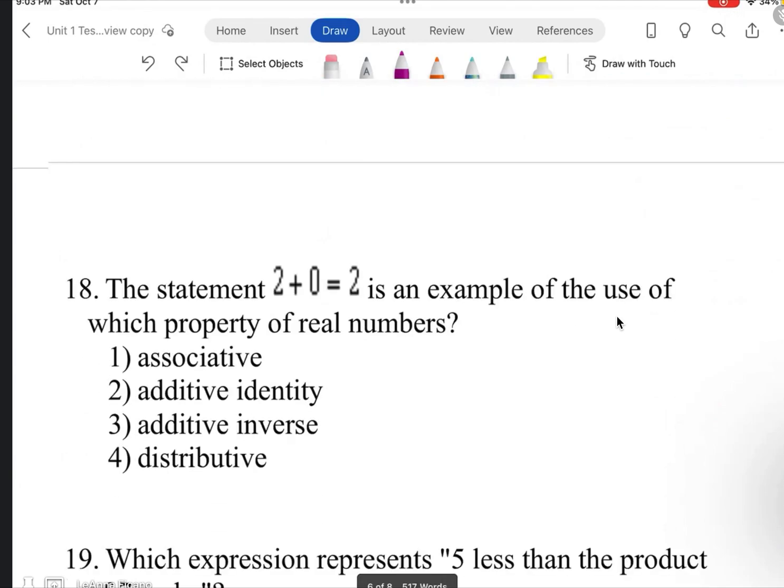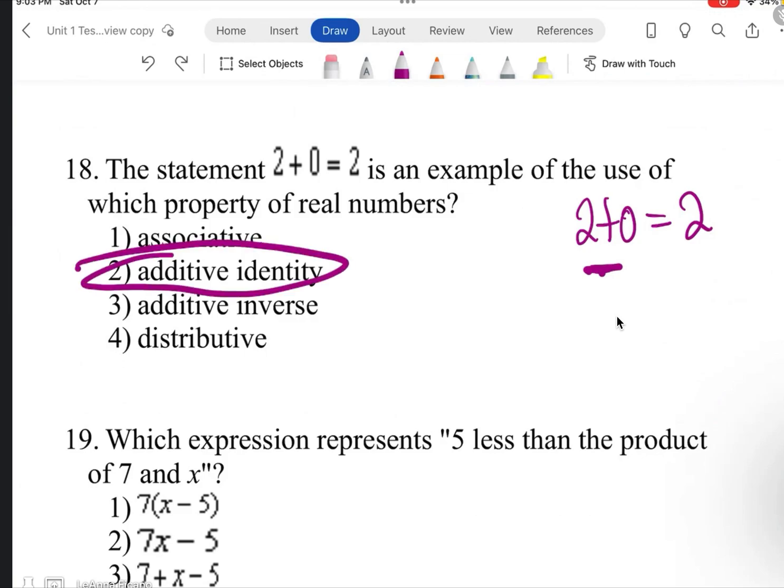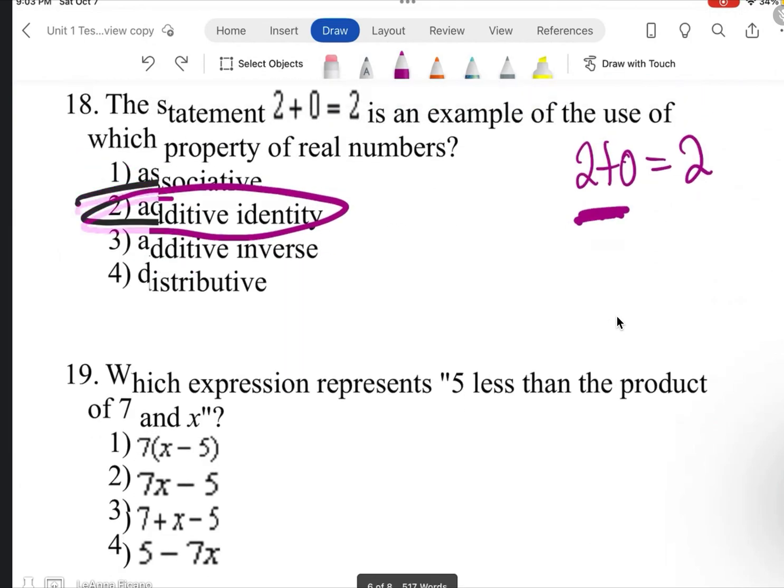Okay, so 18. The statement 2 plus 0 equals 2 is an example of the use of which property of real numbers? Now, this is 2 plus 0. 2 stays 2. 2 keeps its identity. That's how I think about it. And we have addition, so it's additive identity. It keeps its identity. If we multiply by 1, a number keeps its identity. When we add 0, a number keeps its identity. So it's the additive identity property here.